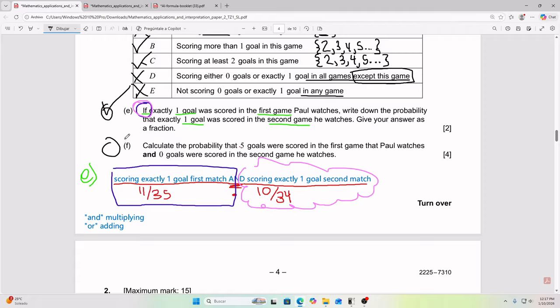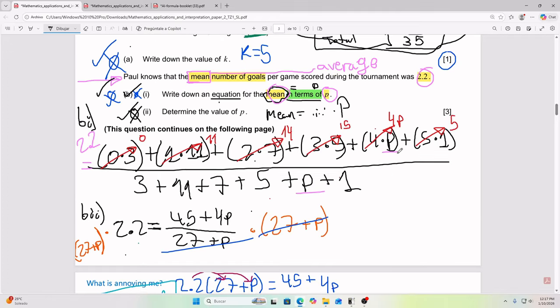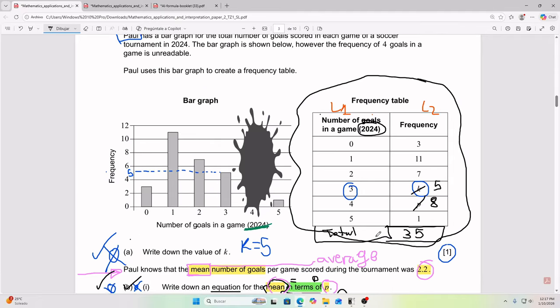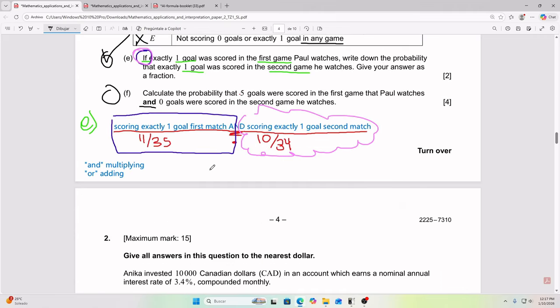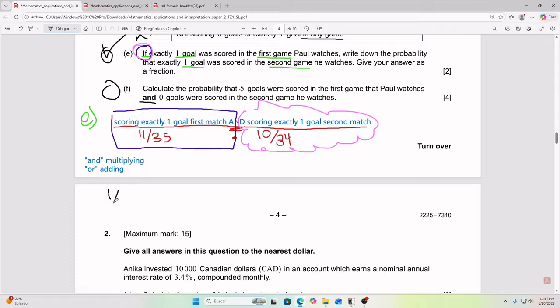And then part F says, calculate the probability that 5 goals were scored in the first game that Paul watches, and that 0 goals were scored in the second game he watches. So now we are more in the paradigm that I was trying to express earlier. The probability of 5 goals in the first match. Well, here, what is the probability of 5 goals? Here we have the 5, which happens only once out of 35. So you can immediately express 1 divided by 35.